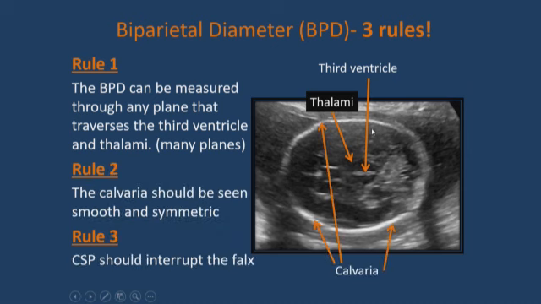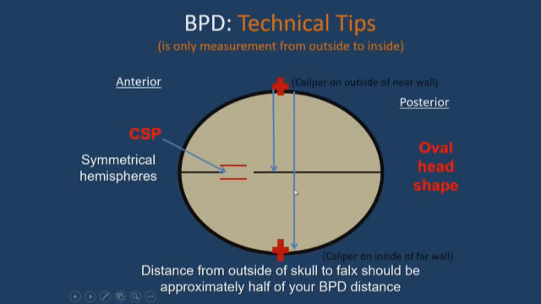The calvaria should be seen. They should be smooth and symmetrical, and it should be more of an oval shape. You do not want to see a round shaped head. So sometimes once you get into that plane, it's just little minor adjustments, just tilting your transducer up and down. And again, cavum septum should interrupt the falx. So those are your main criteria that you're looking for.